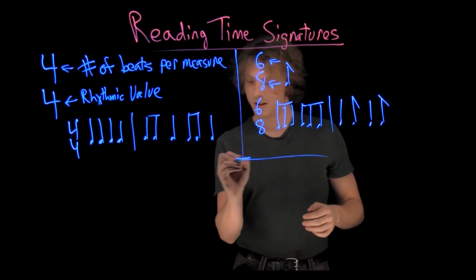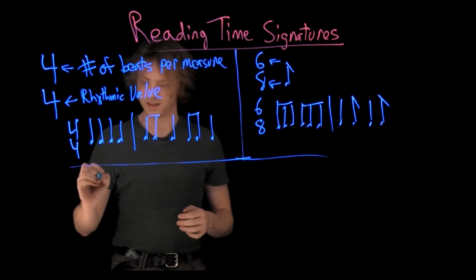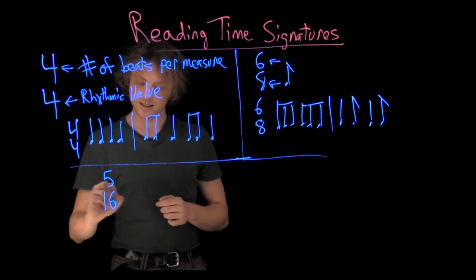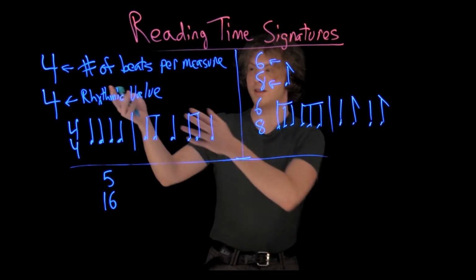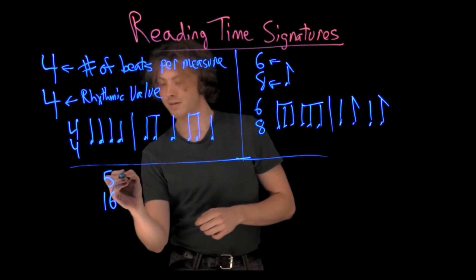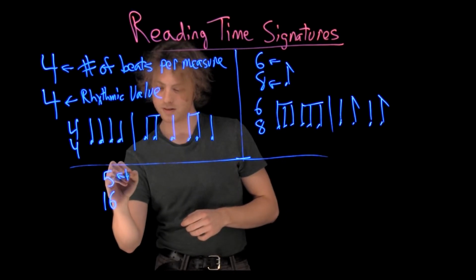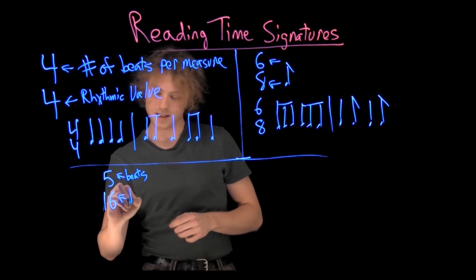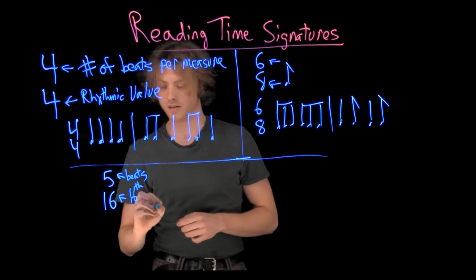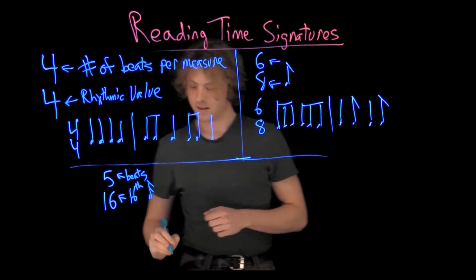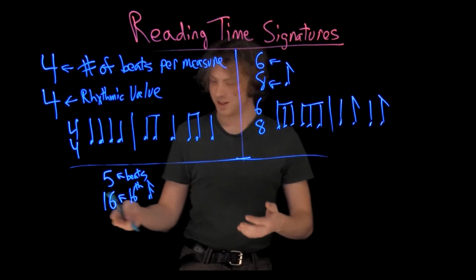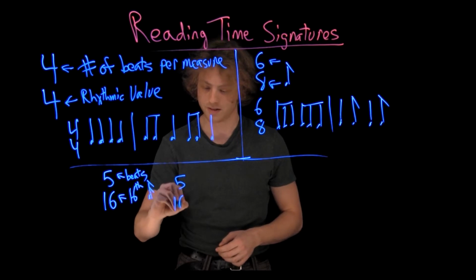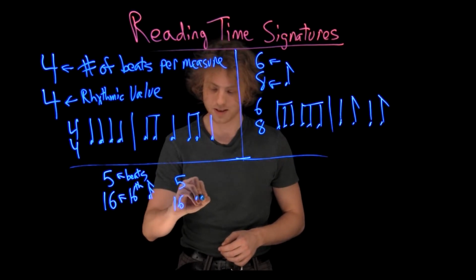But what if you run into something unconventional, like let's try 5/16. Well, you're still going to follow the same method that we went over earlier, right? So there are 5 beats per measure, and the 16th note is going to be the rhythmic value of the beat. So that looks like this, right? So it's actually not that tricky. It's just that there's going to be 5 16th notes in a measure, right? So let's draw 5 16th notes.